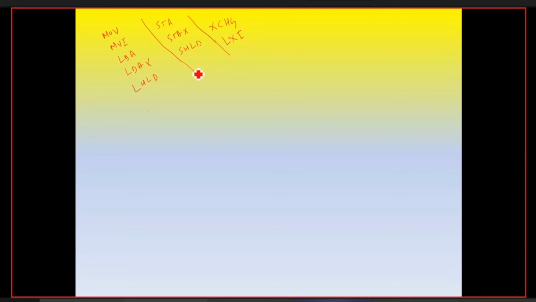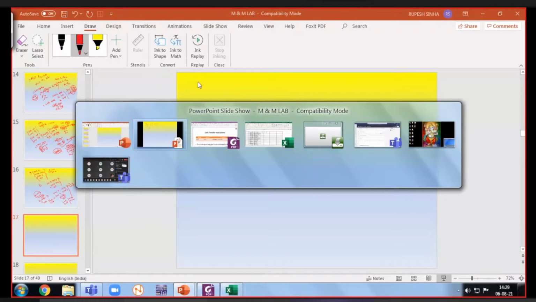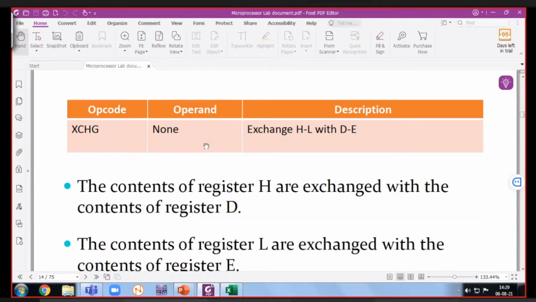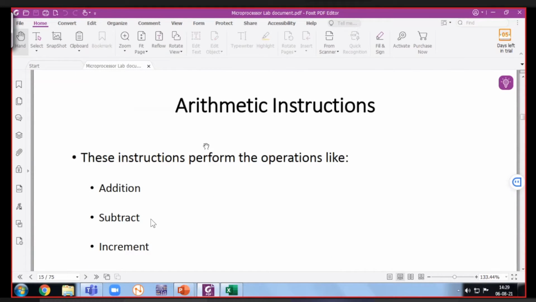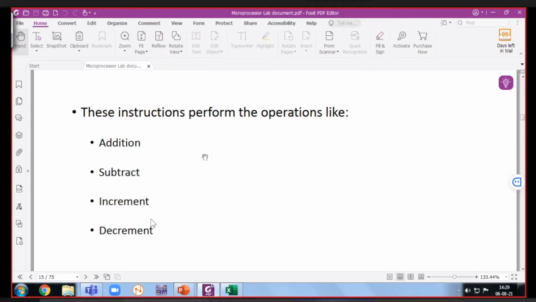So no confusion till now. Okay. Okay, now moving to the next classification, that is arithmetic instructions. Okay, so these instructions perform the operations like addition, subtraction, increment, decrement.